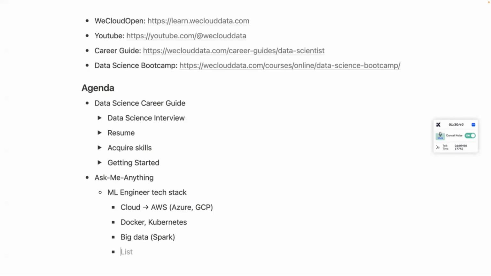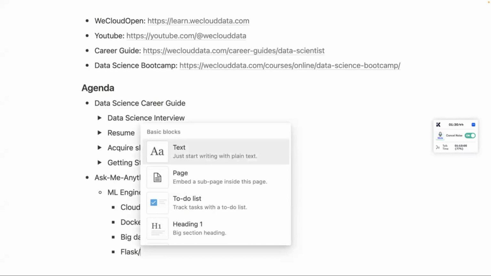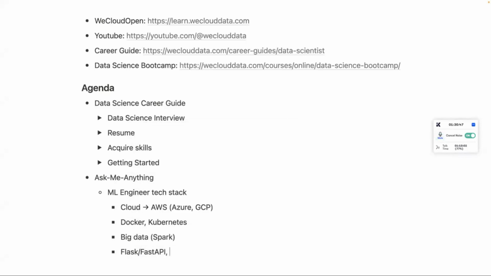For model deployment, there are many different options. You can work with Flask or FastAPI, but this is probably the easiest one, and it's not always production ready.